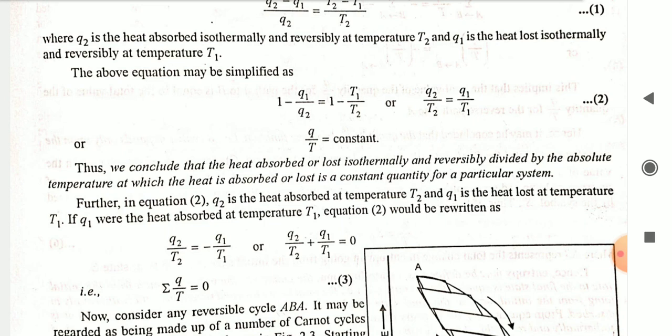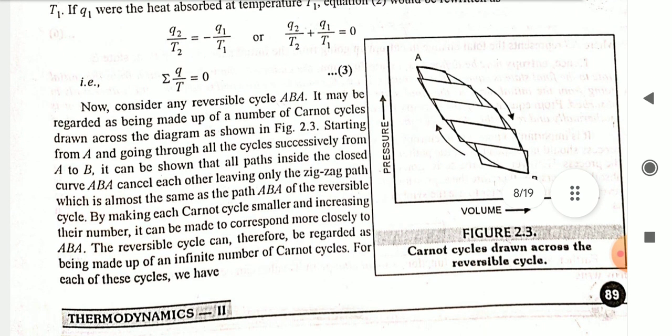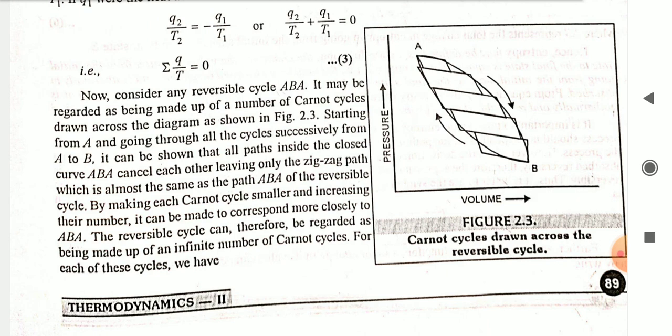Now consider any reversible cycle ABA. It may be regarded as being made by a number of Carnot cycles drawn across the diagram, starting from A and going through all the cycles successively from A to B. It can be shown that all the paths inside the closed curve ABA cancel each other, leaving only the zigzag path, which is almost the same as the path ABA of the reversible cycle. By making each Carnot cycle smaller and increasing their number, it can be made to correspond more closely to ABA. The reversible cycle can therefore be regarded as being made up of an infinite number of Carnot cycles.